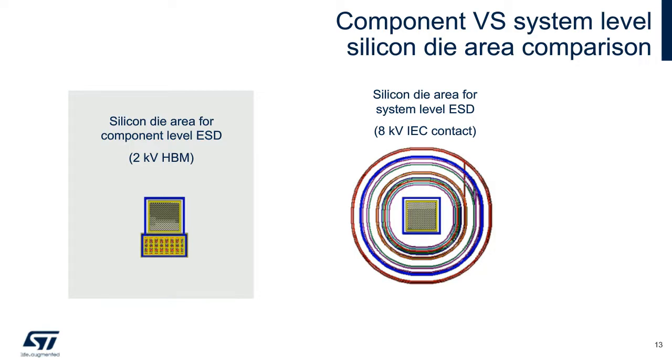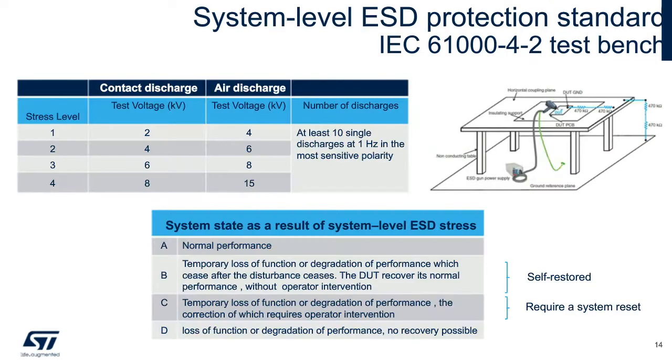Now let's review the IEC 61000-4-2 standard. This is a system-level standard. It is not related to component, so it applies to a complete application with its enclosure. This standard defines 4 stress levels and 4 levels of results.